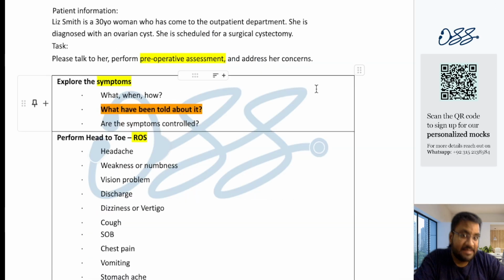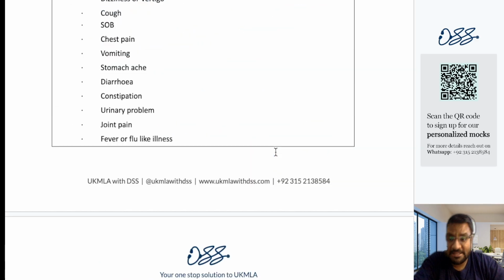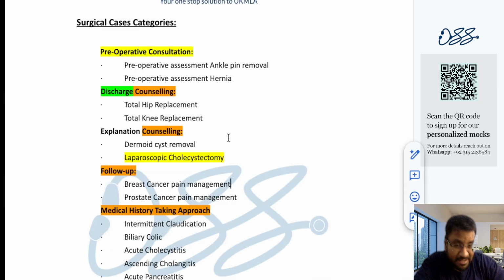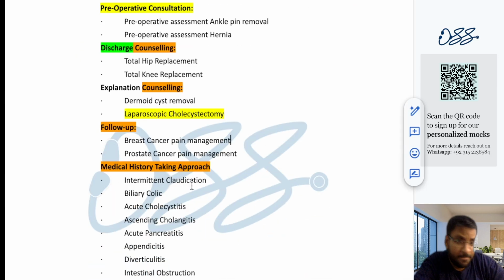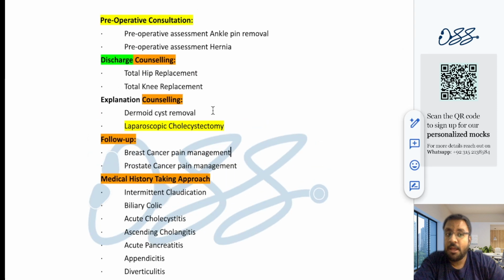So yeah, this completes the basics and the structure of the preoperative assessment, particularly in surgical cases. But as I mentioned, there are so many different cases, and you would not be able to get the idea of it until you go and read the notes and the management pointers of all of these cases that are mentioned here on the screen. Go and read the notes.